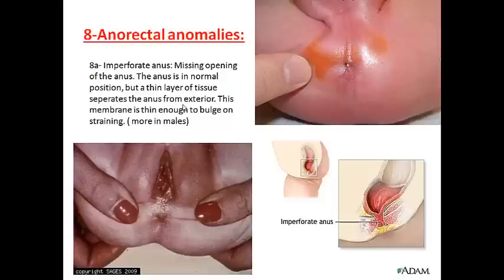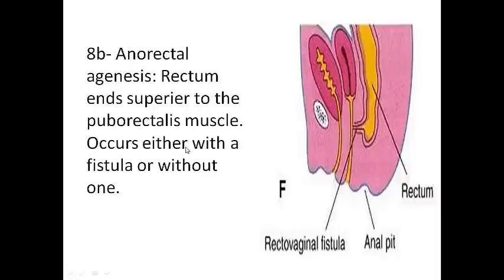And sometimes you're going to see that there is a missing opening of the anus, as you can see here. And also in females, one of the signs is that you're going to see that the anal opening is very close in position to the vaginal opening. Proceeding to our last anomaly to be talking about today, the anorectal agenesis. In this case, you're going to find that the rectum is going to end superior to the puborectalis muscle. It can occur with a fistula or without a fistula, and this is an image which illustrates that the anorectal agenesis occurs with a fistula, which you can see up here.